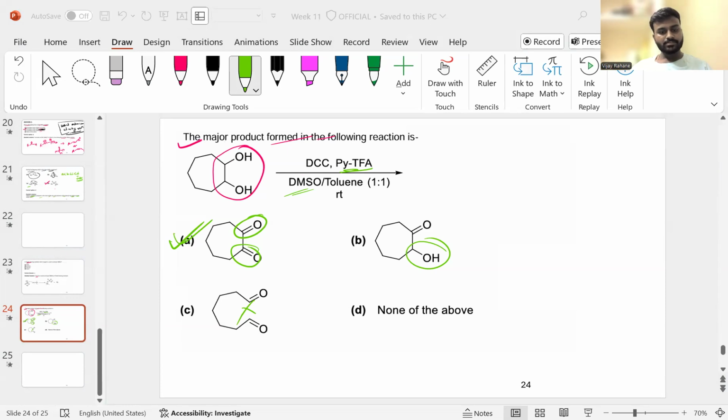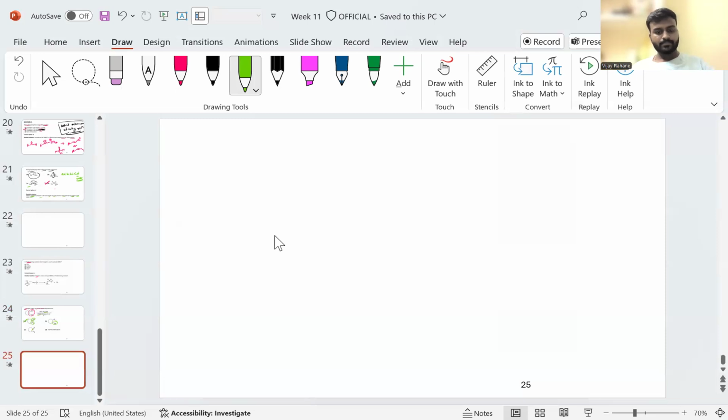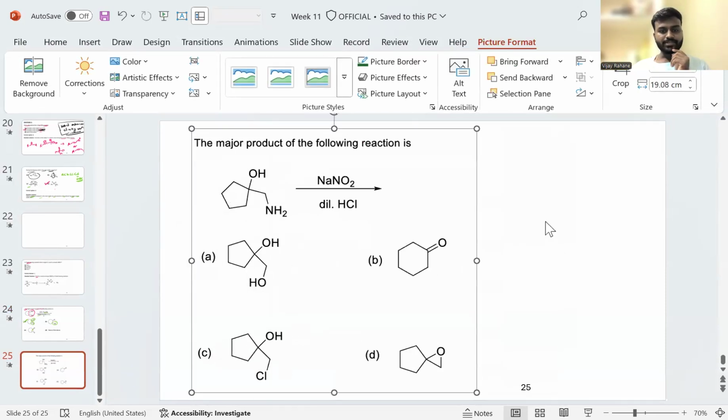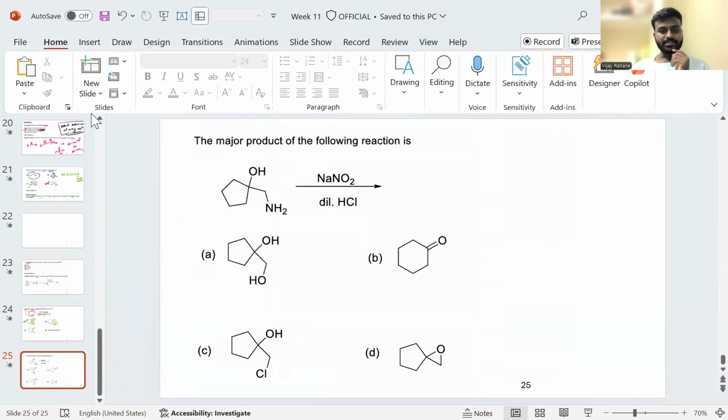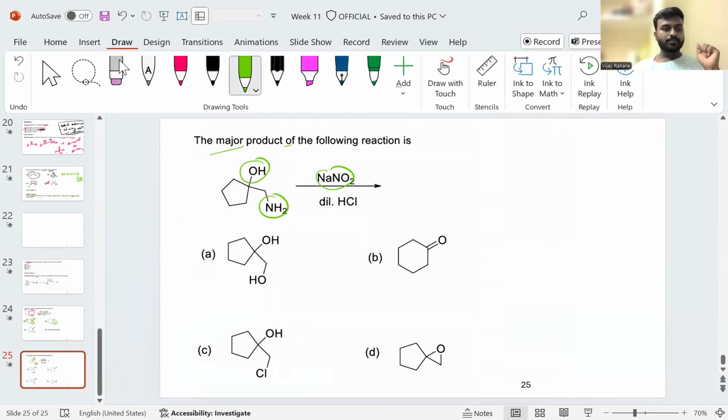So here is the first question. It's not really an oxidation reaction. So here, better I will show this question. Right, so this is the question. We need to identify the major product. If you look at the starting material, it has the hydroxy group and the NH2 group, and the reagent is NaNO2 in dilute HCl. So what will be the product in this reaction?